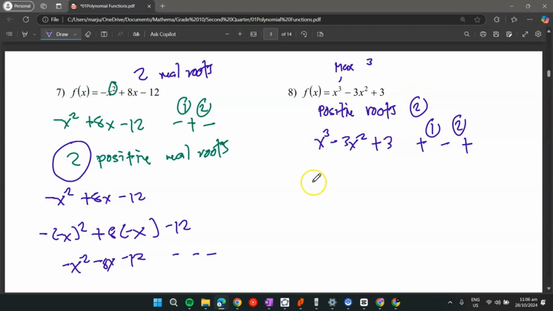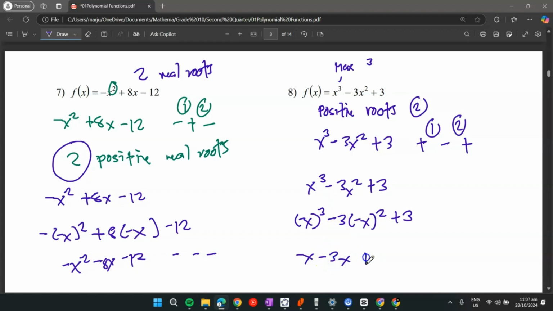What about the negative one? I'm gonna do x cubed minus 3x squared plus 3. And then again, change every x by a negative x. So I'm gonna do negative x cubed minus 3 of the negative x squared plus 3. And then when I simplify, this will give me negative x cubed, and then this is positive. But multiply to negative, that's negative 3x squared plus 3. So I have negative, negative, plus. So I have here 1 negative root. So in total, I have 3 real roots. 2 of that is positive, and then 1 of that is actually negative.